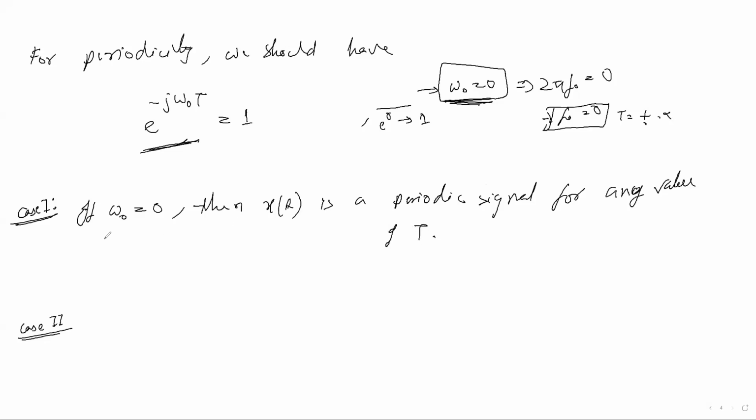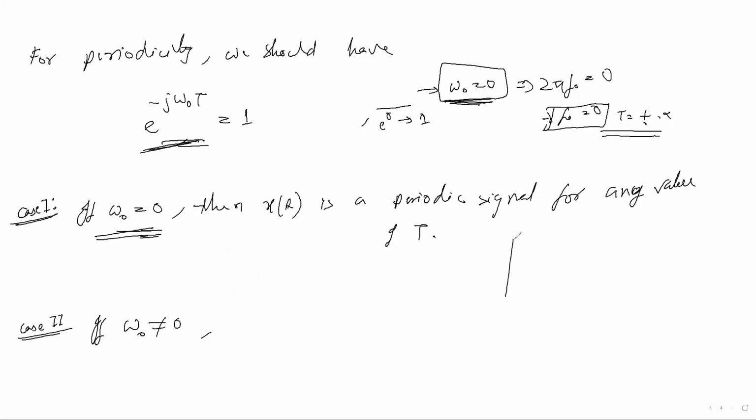This is not our consideration, because in most signals omega naught is present, meaning some frequency is present. There are very few signals which have infinite time period, or zero frequency. We take as a case that if omega naught equals 0, then this condition will be satisfied: e to the power minus j omega naught T equals 1. But there is another case, because most signals have omega naught not equal to 0. Then what is the case for this to be 1?